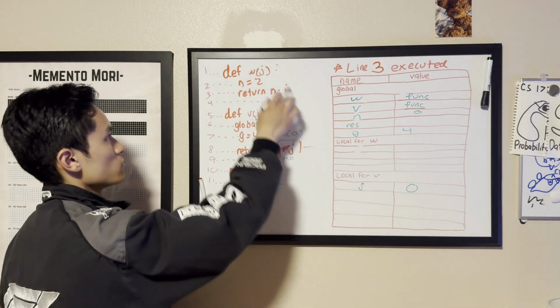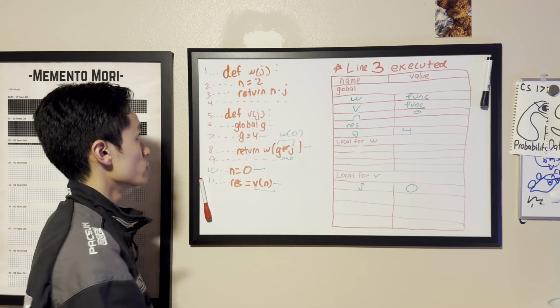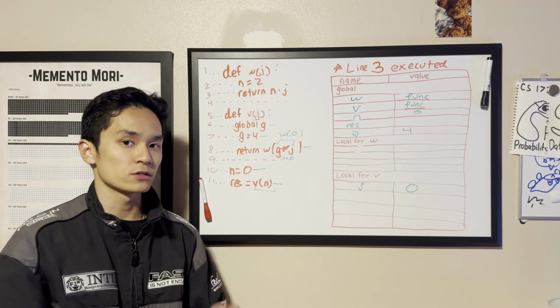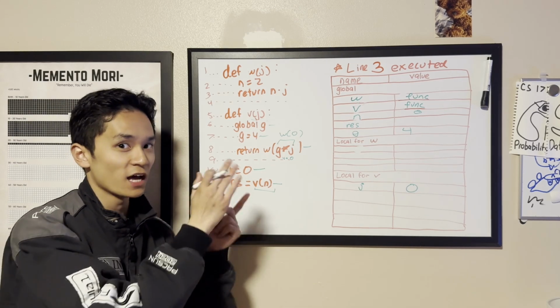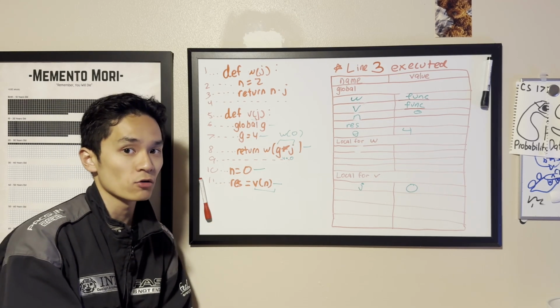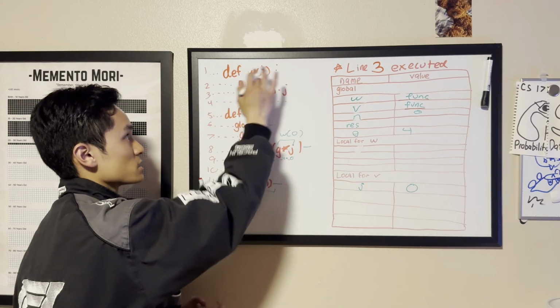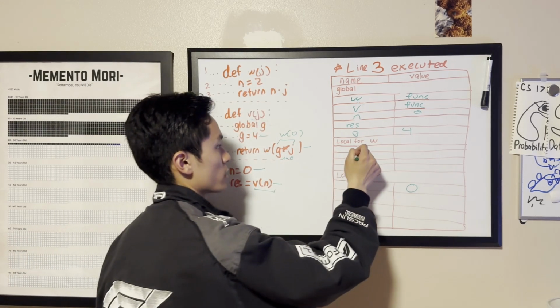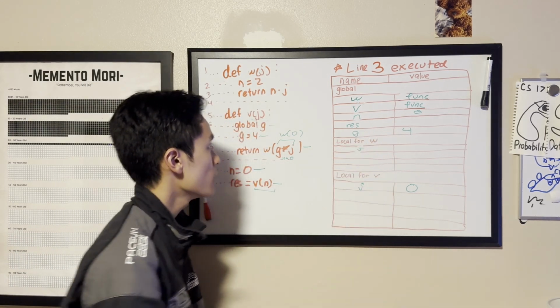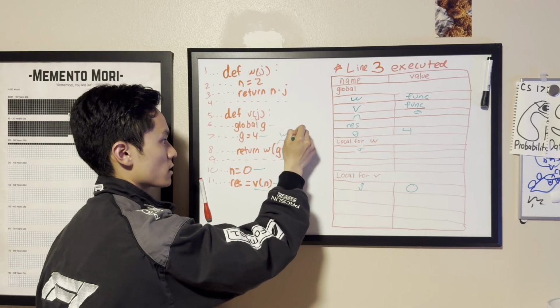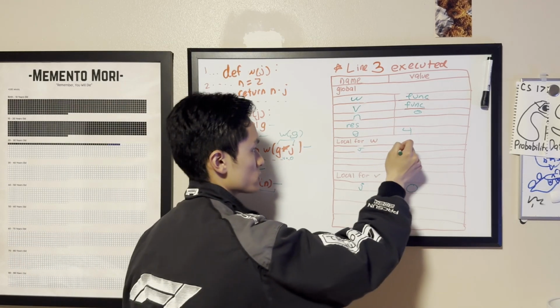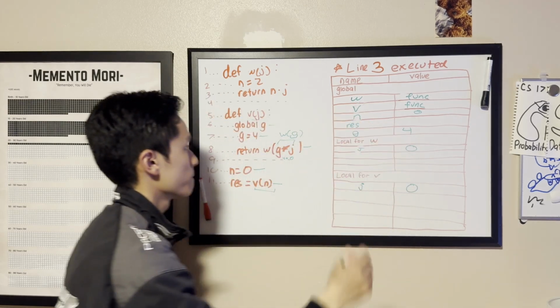So let's go see what the locals are for w. When we call w, we're going to do the same process: ask ourselves, is there anything in the parentheses? If there is, add it in, and see if we create any local variables. Because there is something in the parentheses, we're going to write down j. Let's figure out what j is. Because we know we called it with a 0, that's what its value is going to be. It's going to be a 0 right here.